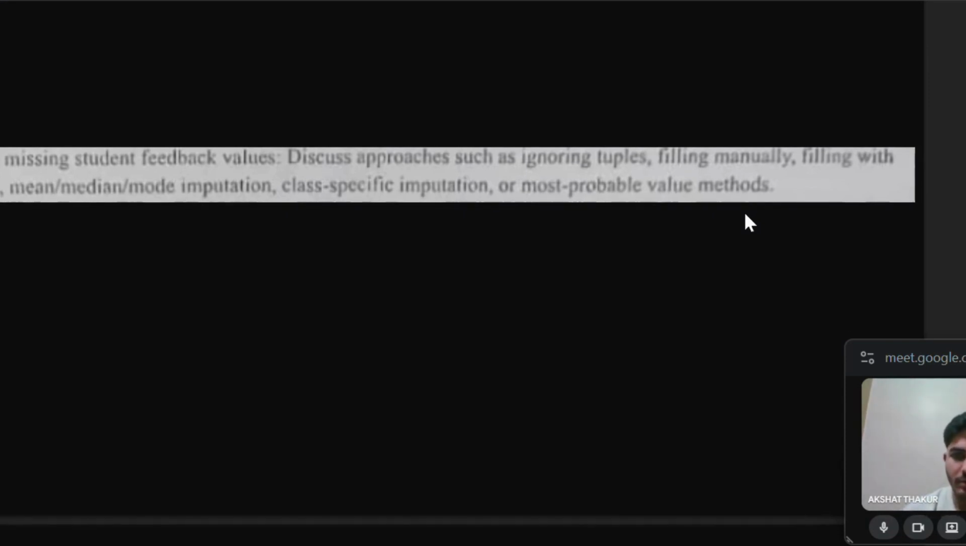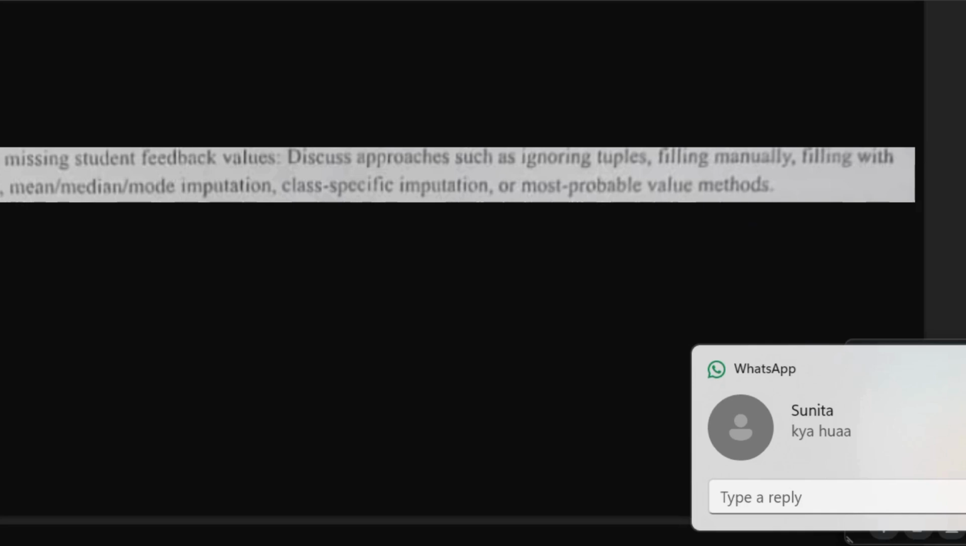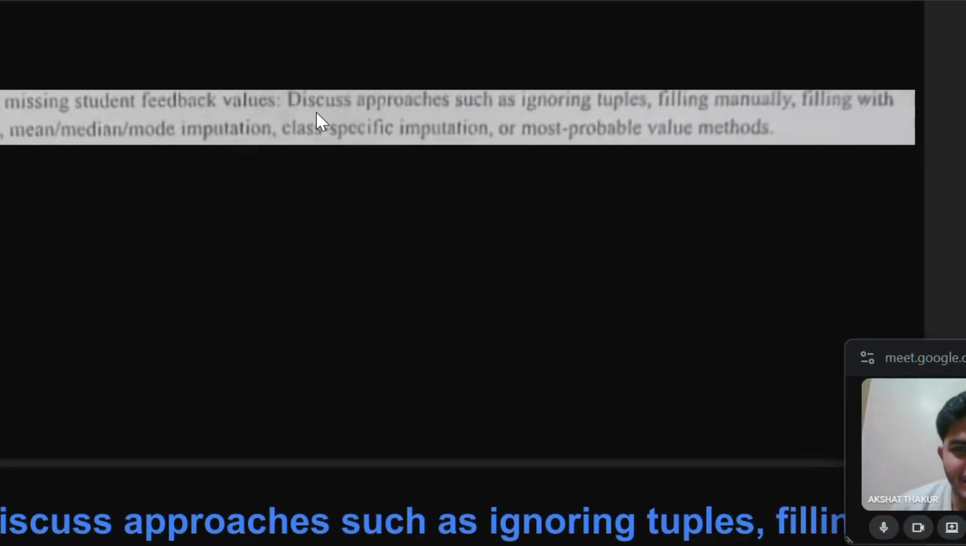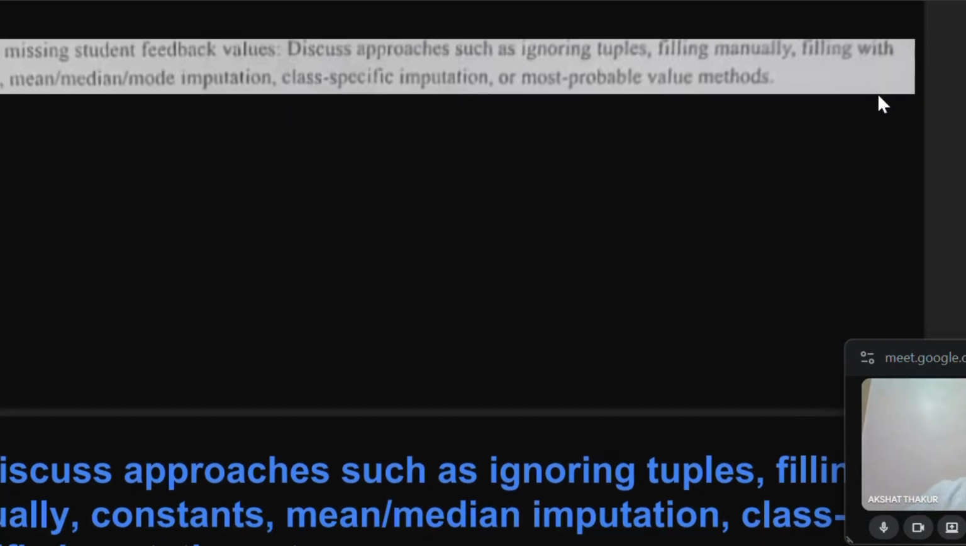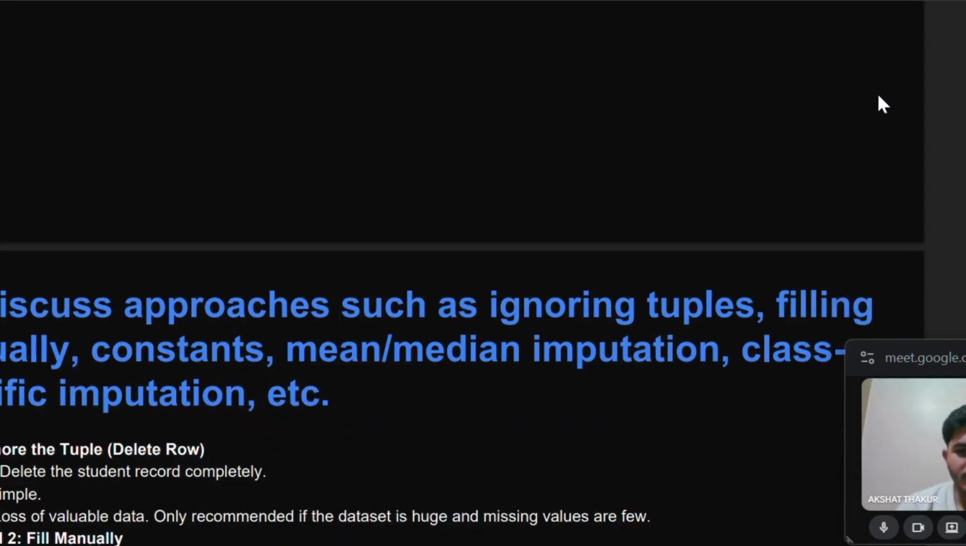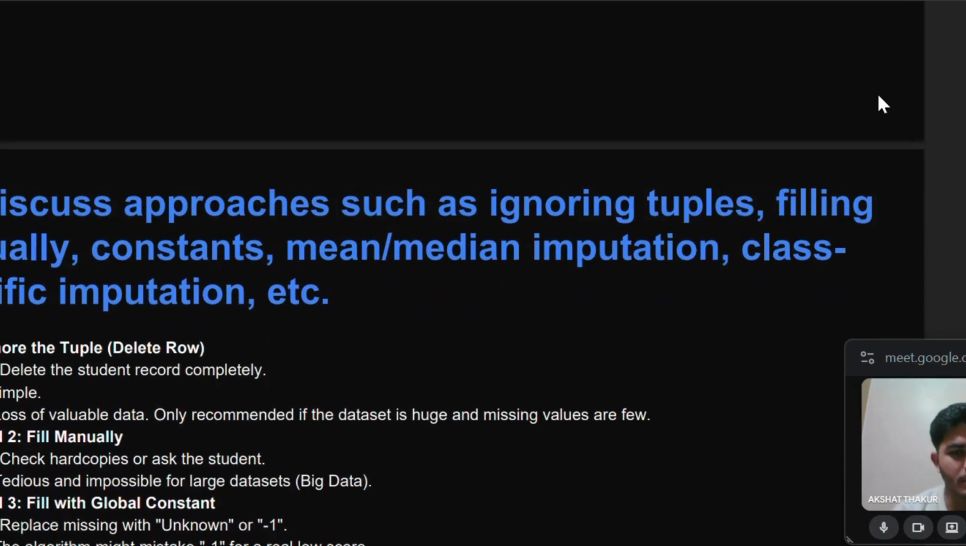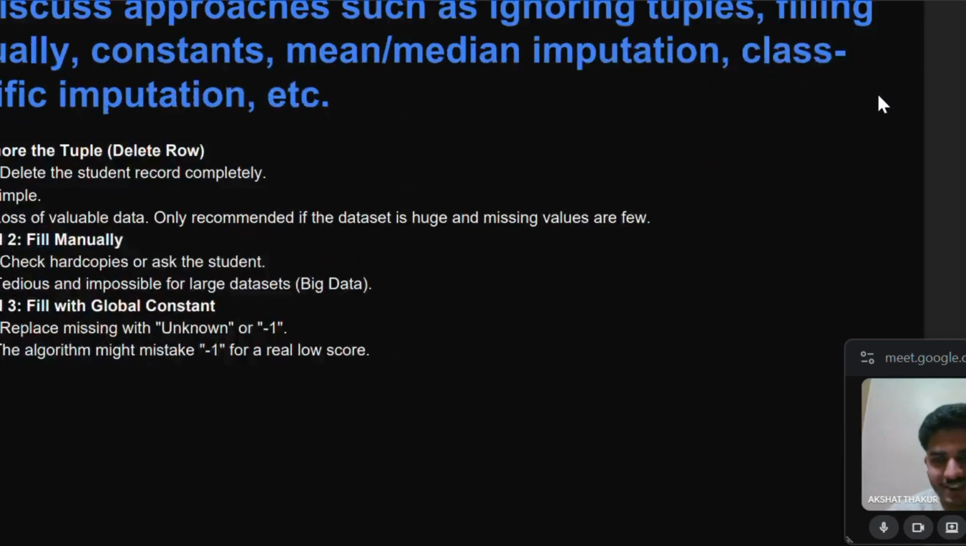Handling missing feedback values. Discuss approaches such as ignoring tuples, filling manually, filling with a constant, mean, median, mode, imputation, class-specific imputation, etc. So, handling missing student values.